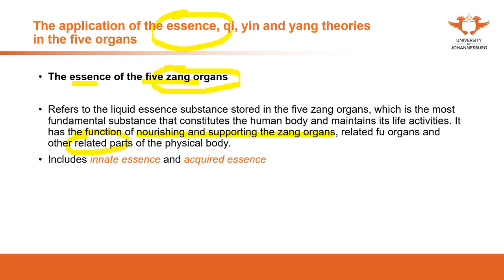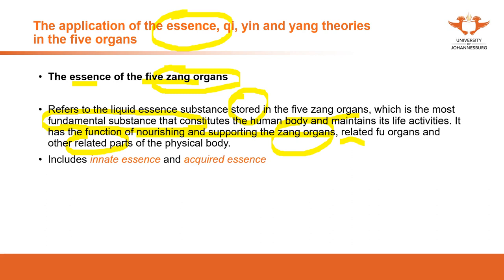According to the definition, the essence of the Zang organs is stored in the five Zang organs. It is a fundamental substance that's also similar to the essence of the body. The function is nourishing and supporting the specific Zang organs. For example, when we talk about the essence of the heart, the lung or the kidney, we talk about the essence that specifically nourishes and supports the heart or the kidney. So it nourishes and supports the specific Zang organs and related Fu organs.